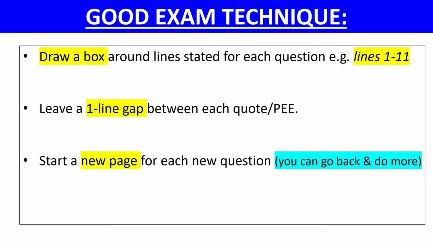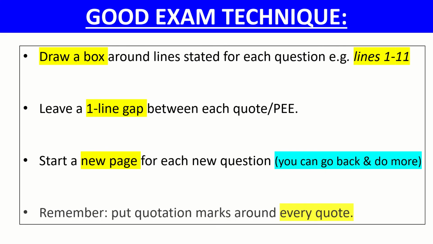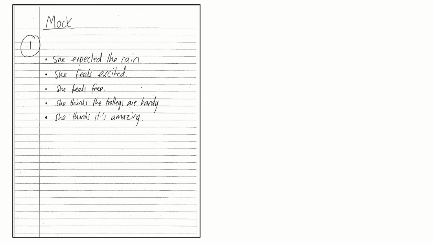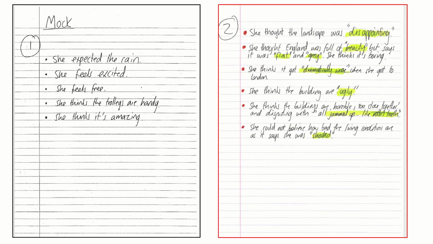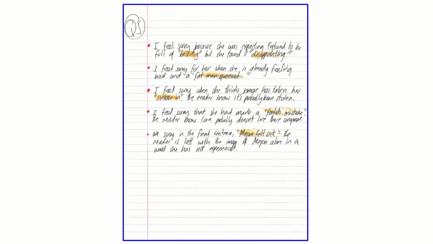Start a new page for each question. You can always go back and do more. And remember, put quotation marks around every quote. If the examiner doesn't know if it's a quote, you might not get a mark. So this is how I would do it. Even though there's loads of room, give yourself every question, start a new page, and make it nice and clear for the examiner.